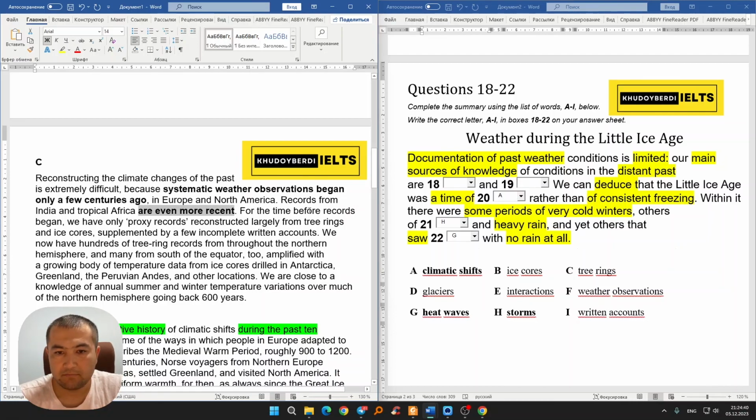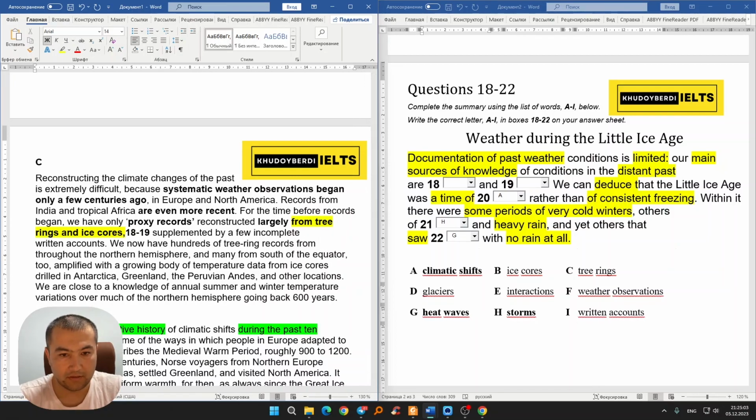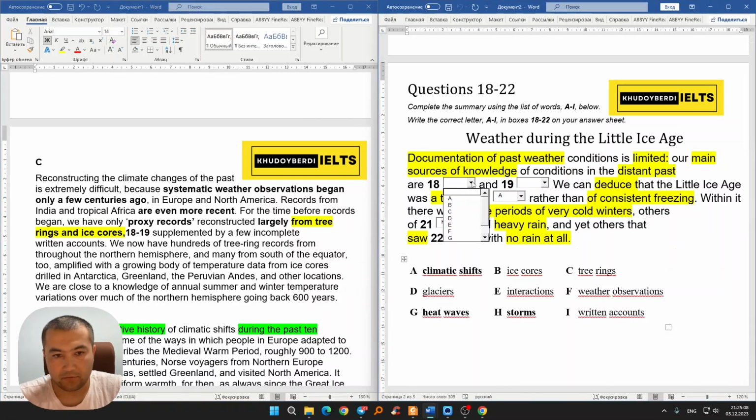And for the time before records began, we have only proxy records, reconstructed largely, the main source, right, from tree rings and ice cores. This is the keyword. I mean, the right answer lies here. So this one should be tree ring, right? And this one should be ice cores.